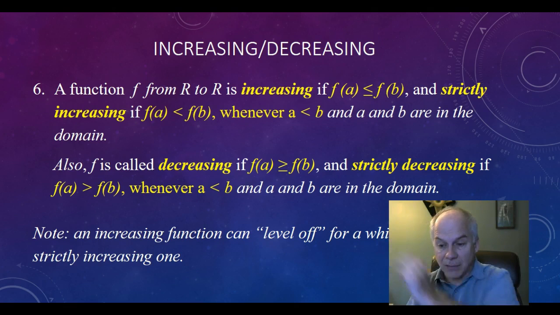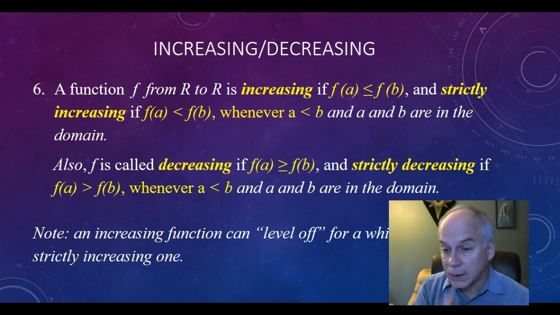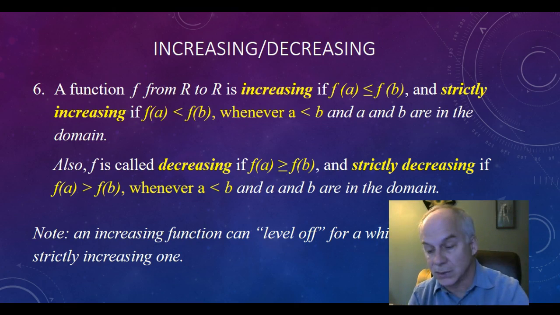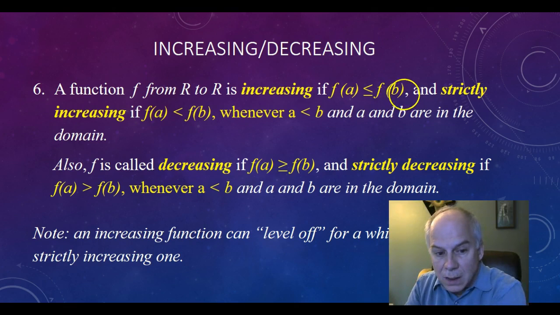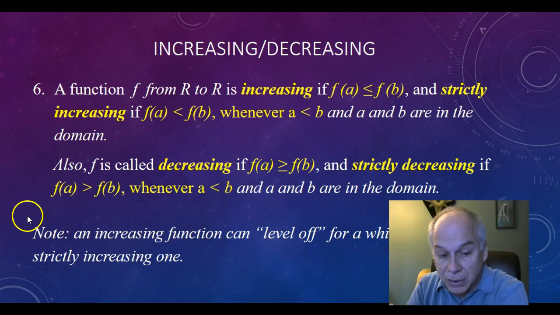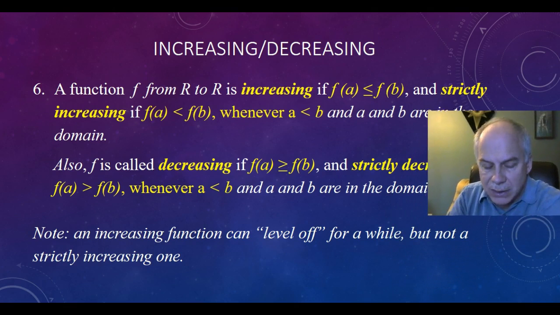Decreasing means you're never going up. It's always either going level or going down. So f of a is greater than or equal to f of b whenever a is less than b. Or if you want to talk about strictly decreasing, it's f of a is greater than f of b whenever a is less than b. That would mean that you're never going up and you're never going sideways horizontally either. You're always decreasing. That's what we call strictly decreasing. So an increasing function can level off for a while, but not a strictly increasing one. And the same goes for decreasing and strictly decreasing.